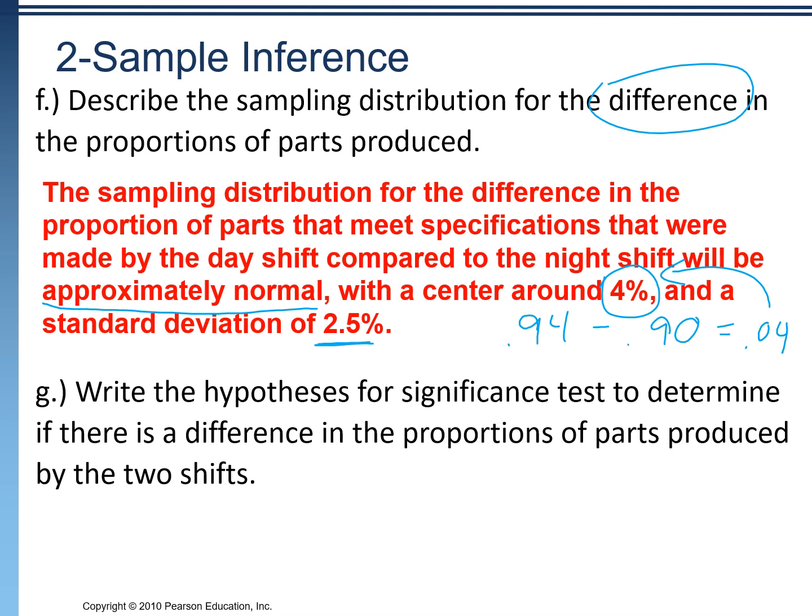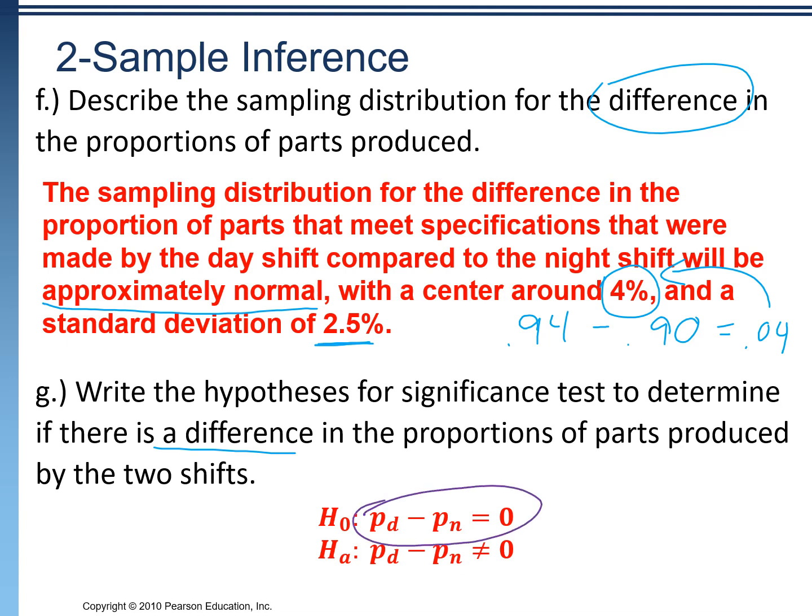If we were asked to write hypotheses for a significance test to determine if there is a difference in these proportions, the null hypothesis for a two-proportion z-test is always going to be that there's no difference. They'll always be equal to 0. And then the alternative comes from the text of the problem. So is there a difference means it can be either positive or negative.